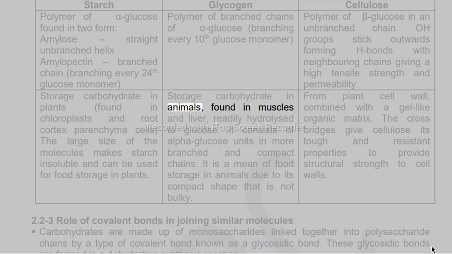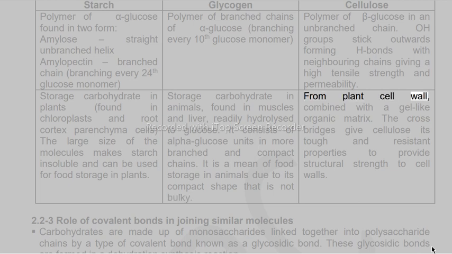Glycogen is a storage carbohydrate in animals, found in muscles and liver, readily hydrolyzed to glucose. It consists of alpha-glucose units in more branched and compact chains. It is a means of food storage in animals due to its compact shape that is not bulky.